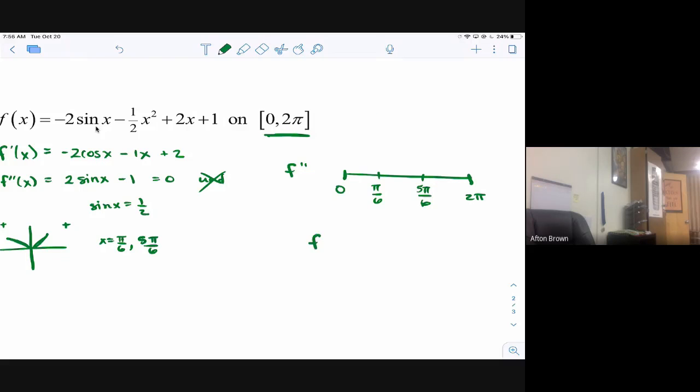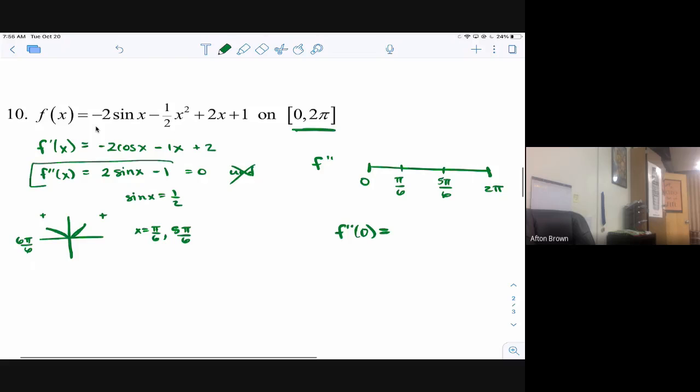So if I plug in 0 into f double prime, as long as you don't get 0 out, it's good. We just need to know if it's positive or negative. So I'm plugging in 0 into the second derivative. That's 2 sine of 0 minus 1. What is sine at 0? 0. So we get negative 1. Well, that's less than 0, so it is negative. So that whole interval is negative.